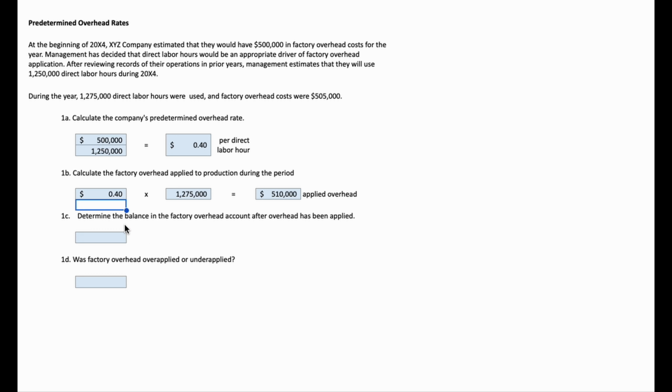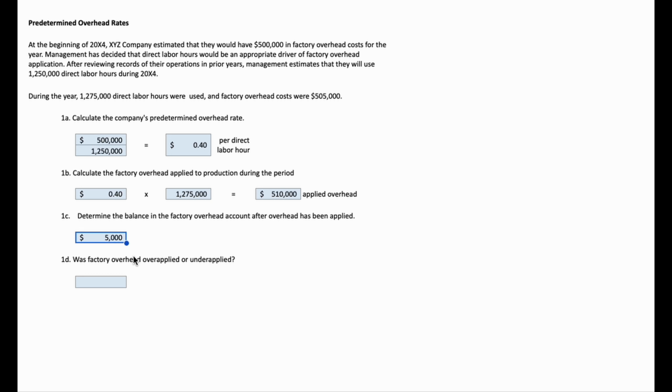So now we have to determine the balance in our factory overhead account after we have applied our predetermined overhead rate. So the problem again told us that we have 505,000 of actual costs and we have applied 510,000. We're just going to find the difference between these two, which gives us $5,000. Difference is just a positive number.